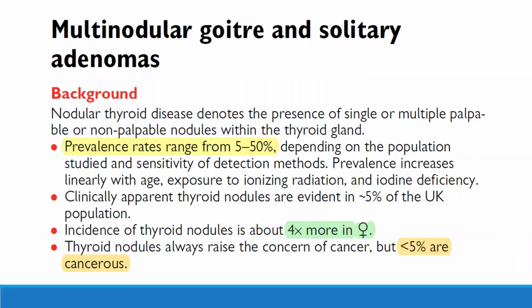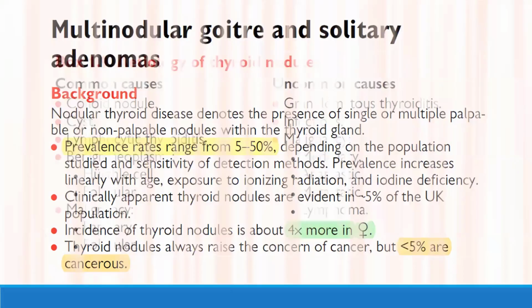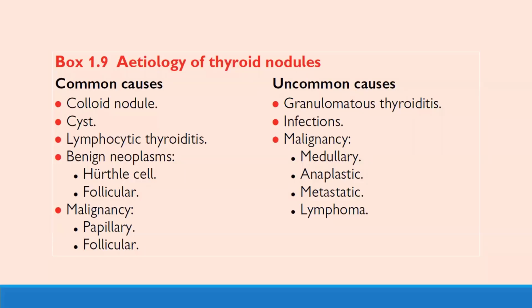Thyroid nodules are more common in females, four times higher in the female, and don't forget that less than 5% of thyroid nodules are malignant. So we should exclude this risk of malignancy, and this is our priority.